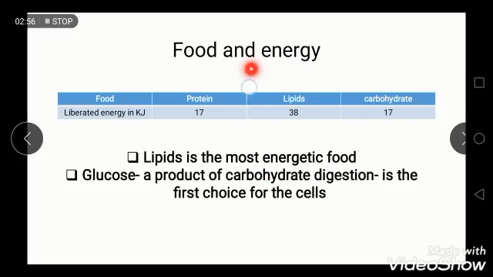Okay, so all I need from this slide is that lipids is the most energetic food. We have the carbohydrates and lipids, which are the most energetic food, and glucose is the first choice that the cell uses in order to produce energy.